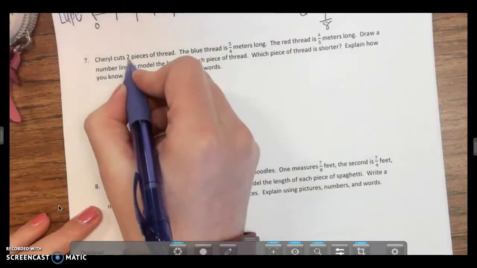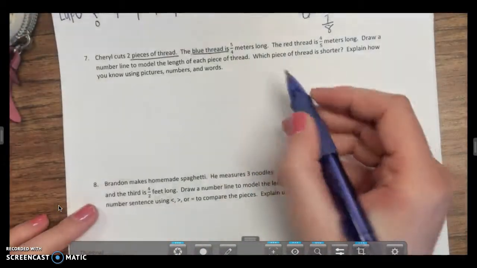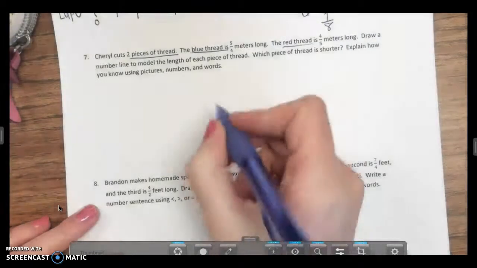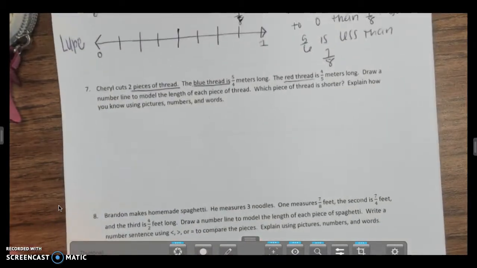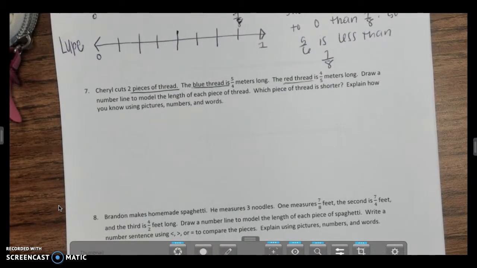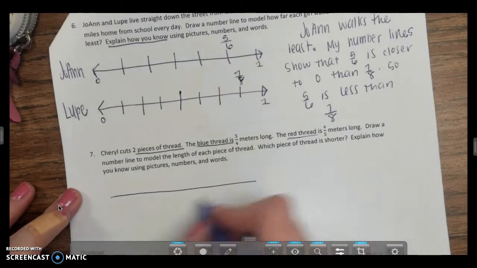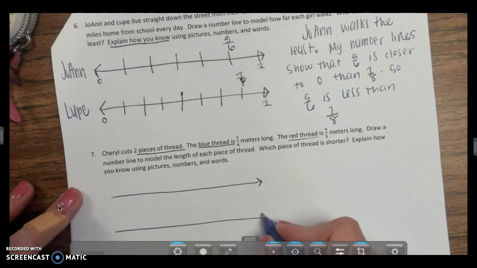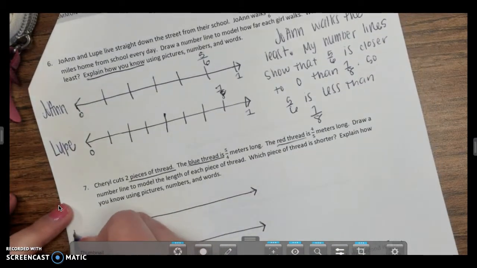Cheryl cuts 2 pieces of thread. Blue thread is 5/4 meters long, and the red thread is 4/5 meters long. Draw a number line to model the length of each piece of thread. Which piece is shorter? Explain how you know, using pictures, numbers, and words. So what I'm going to do here is I'm going to draw 2 number lines again. Same length. And then this top one's going to be blue. Bottom's going to be red.